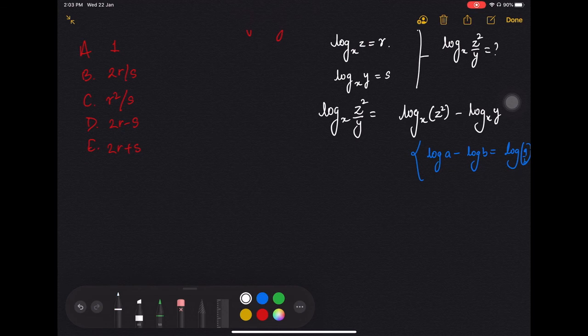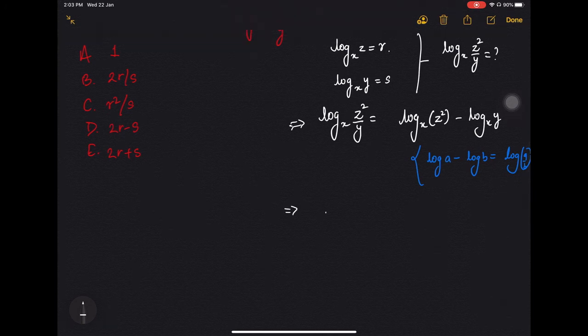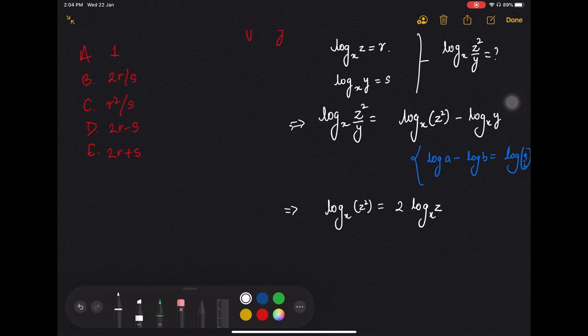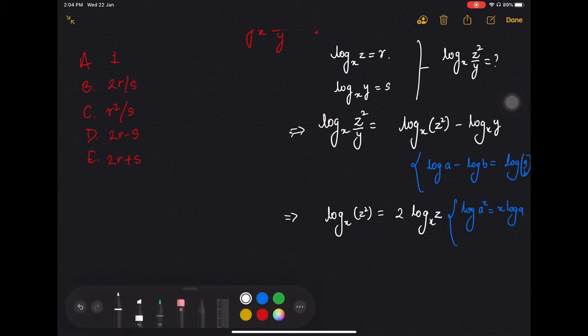Then let us see what else can be done. Till now, if I move on, I'll say that log base x of z squared can be written as twice of log base x of z. The rule which is getting used here is log a to the power x can be written as x log a. Now, I'll move on towards the problem.